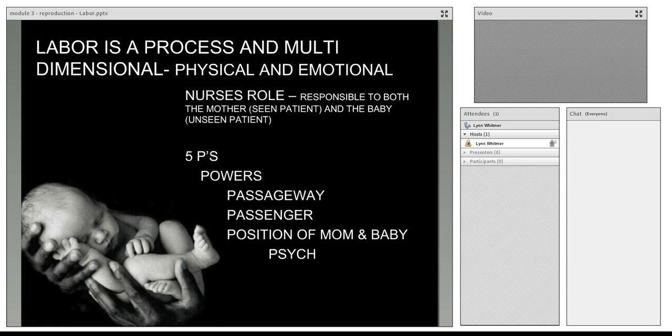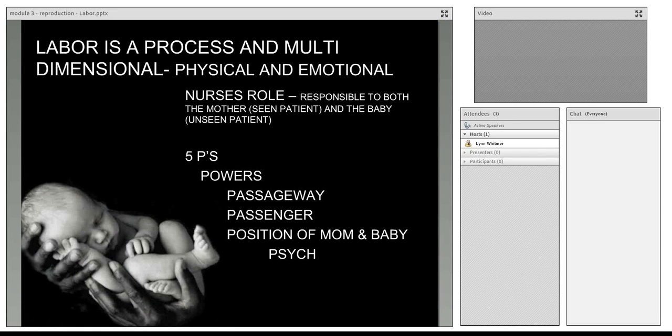If she has the Ferguson's reflex, we don't have to help her with the Valsalva because she's going to take over the expulsion on her own. But with the advent of epidural anesthesia and the loss of feeling, we now have to help her and educate her on how to push her baby down and out. So the powers are the contractions and the expulsion effort.